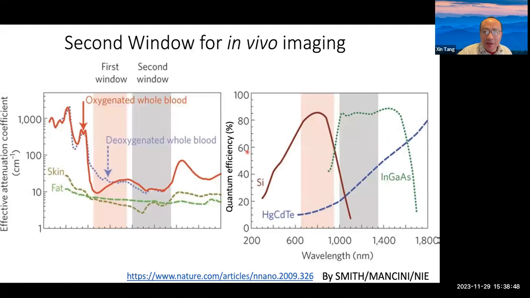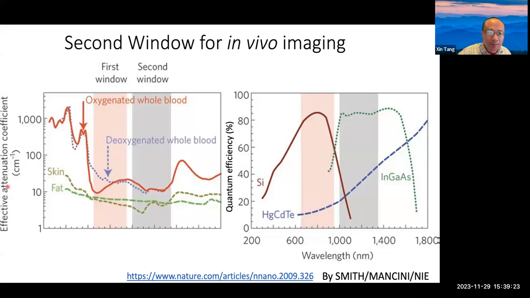This figure explains what I just said about how longer wavelength light can penetrate through the samples better. Here are two figures. The first figure on the left shows the absorption of the light as a function of the light's wavelength. The x-axis is the wavelength of the light, from 200 nanometers to 1800 nanometers.